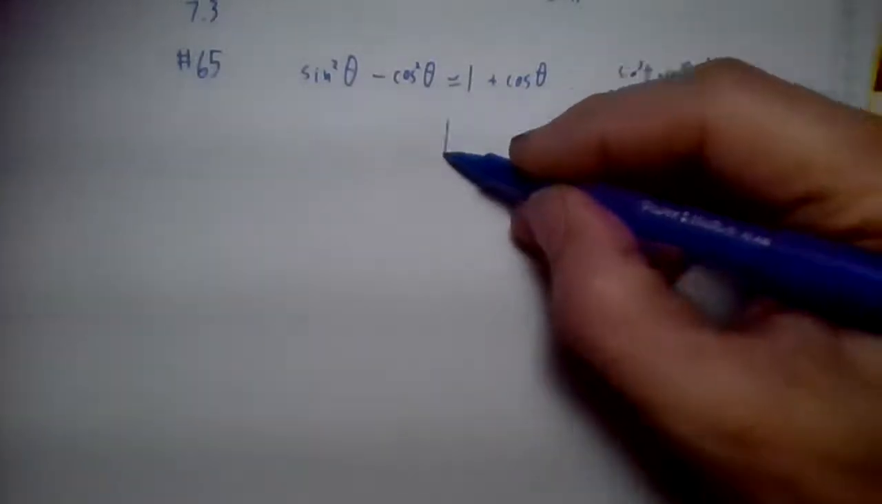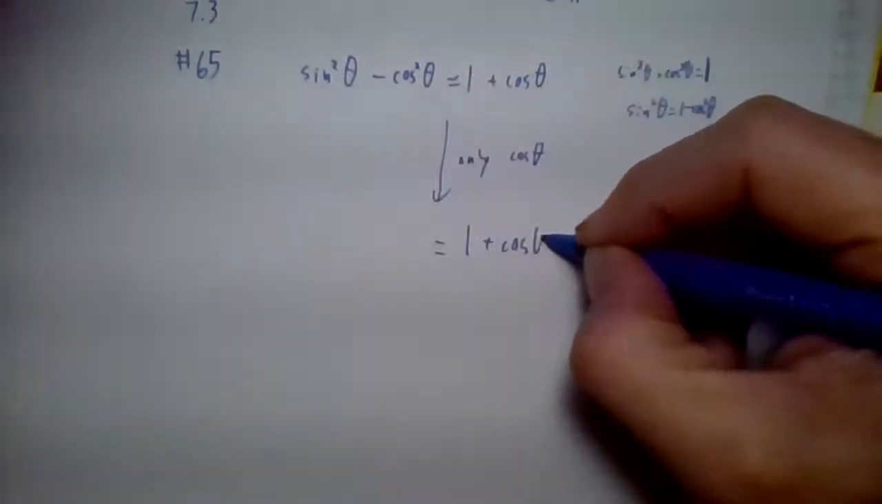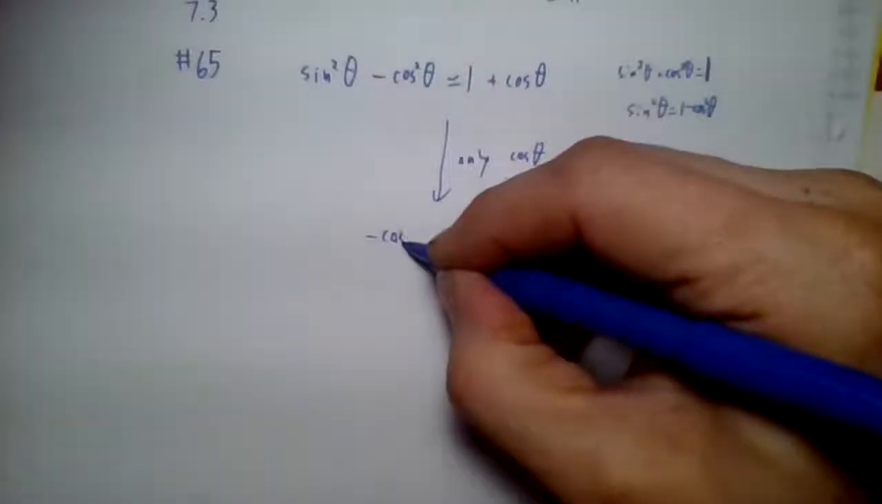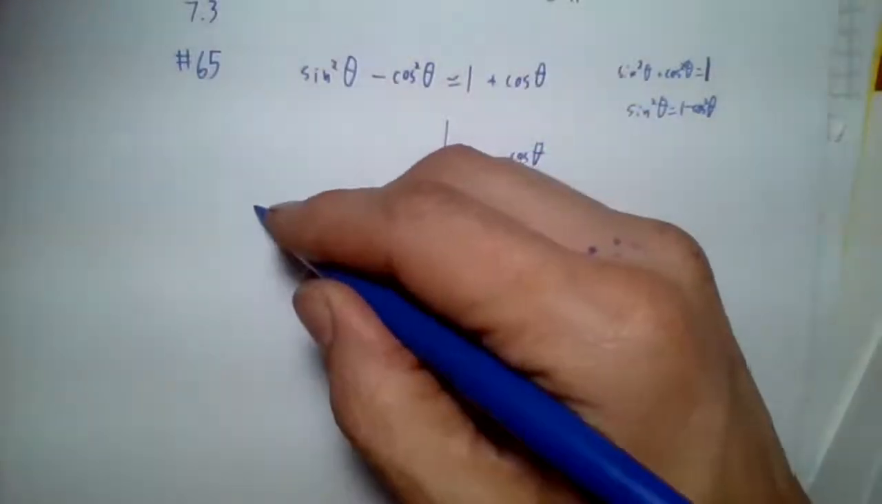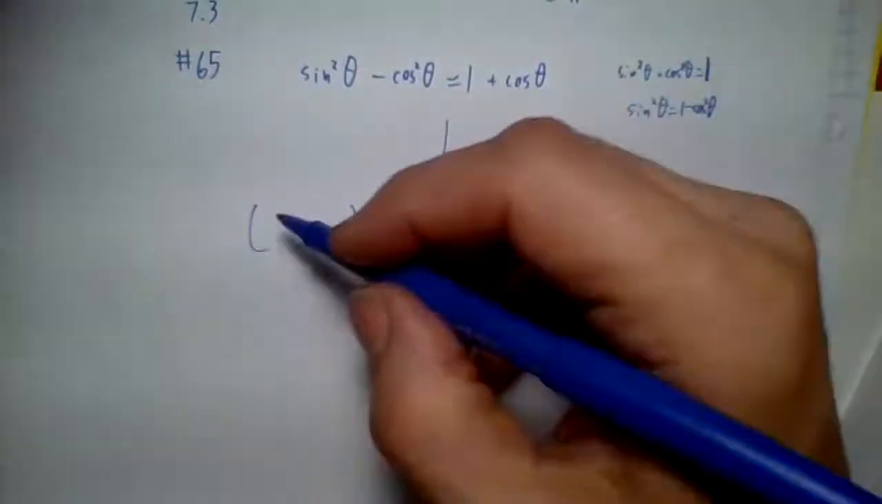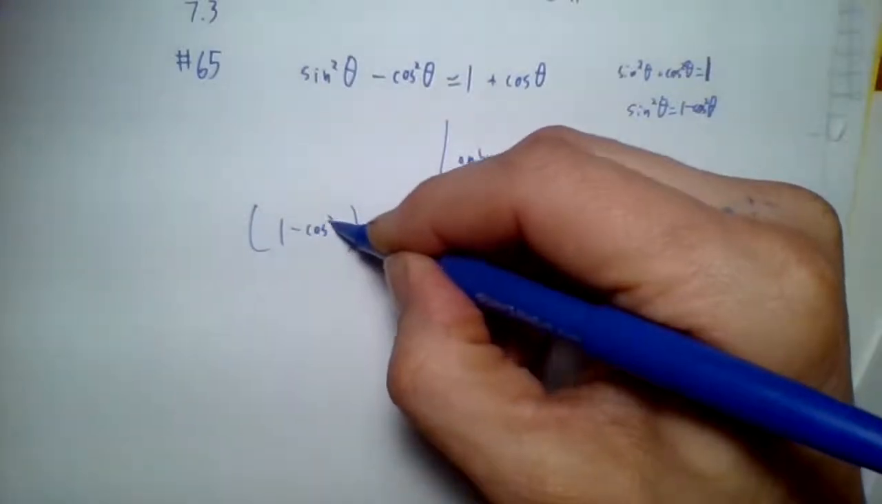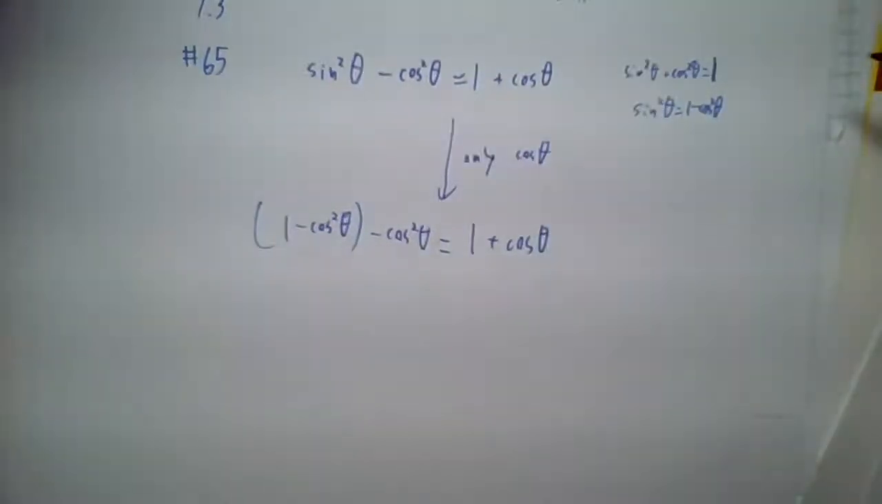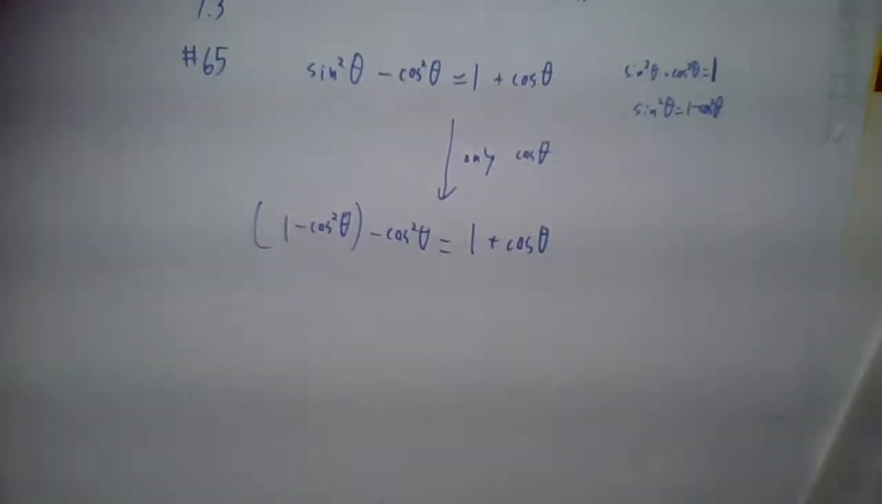Sine squared is 1 minus cosine squared. I can drop that in and put everything in terms of cosine. All cosine. Since sine squared is equal to 1 minus cosine squared theta, I'm going to use that identity. Now I have everything written in terms of cosine.